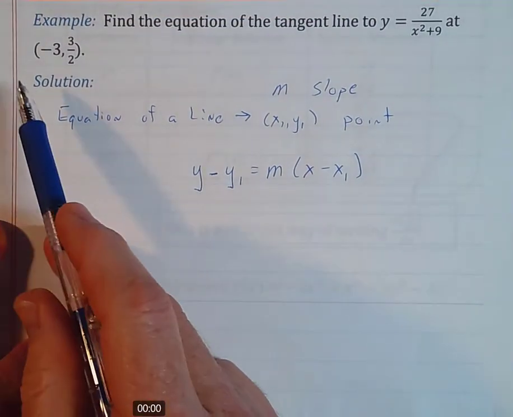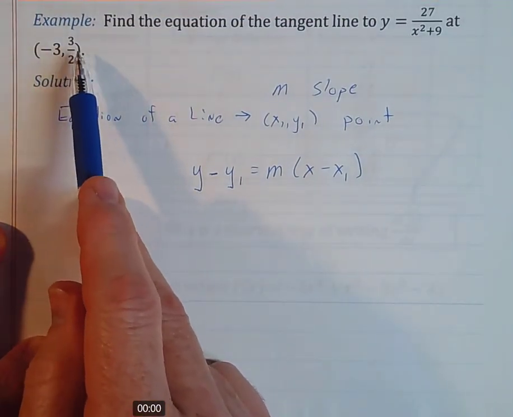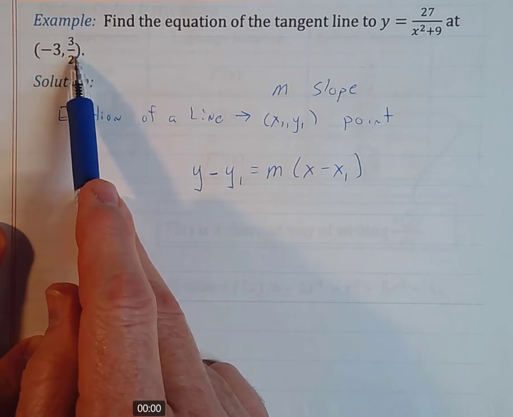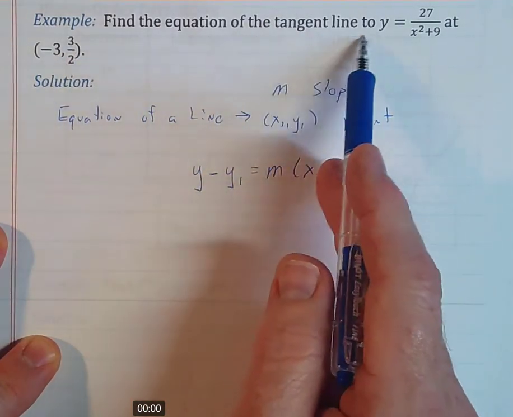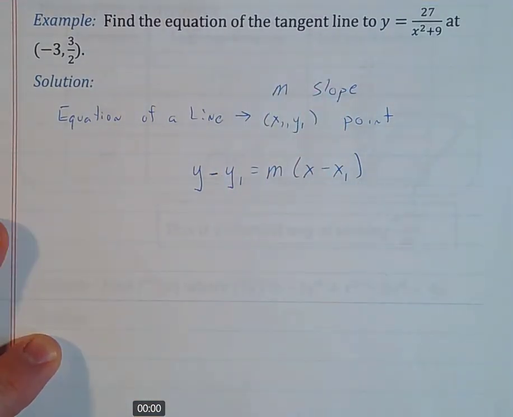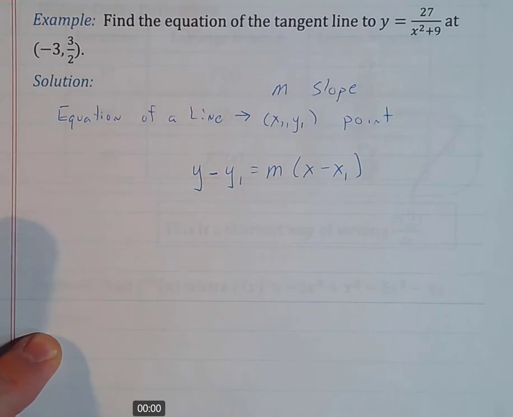Well, I've got the point. I'm told that this point is on the line right here, but I don't have the slope of the tangent line. And so what I need to do is find the slope of the tangent line. If only we had some kind of way of finding slopes of tangent lines. Oh, we do.